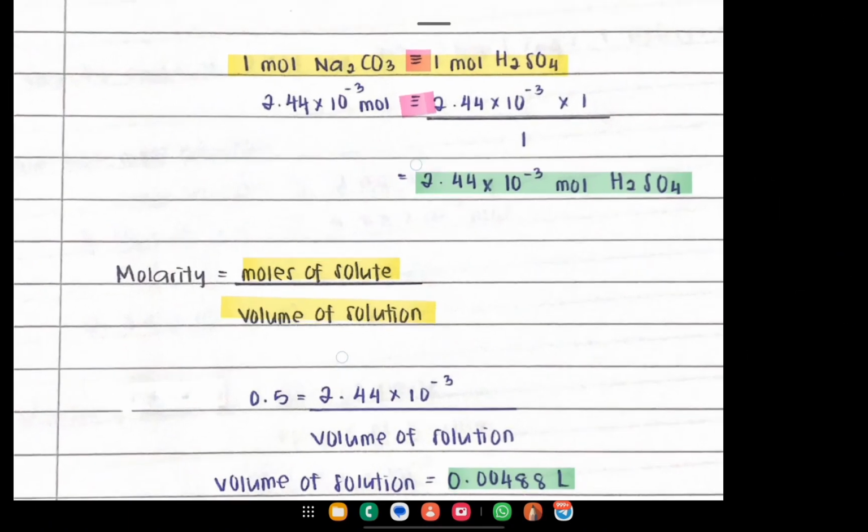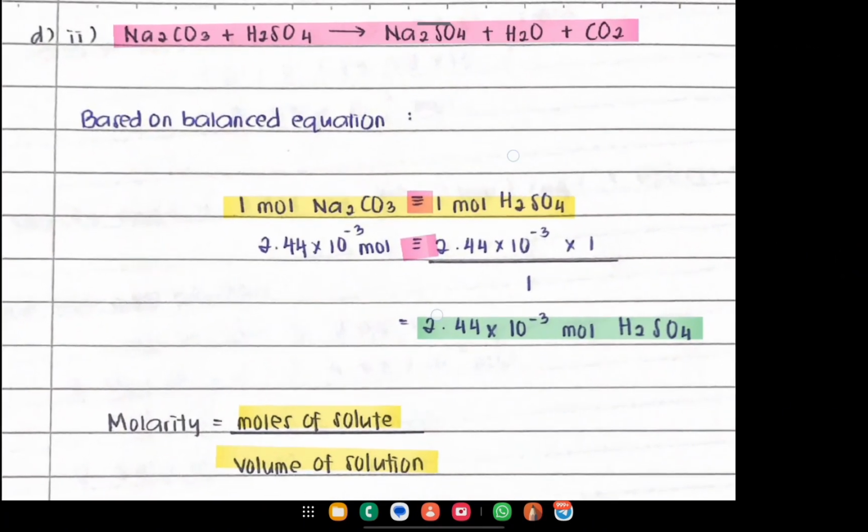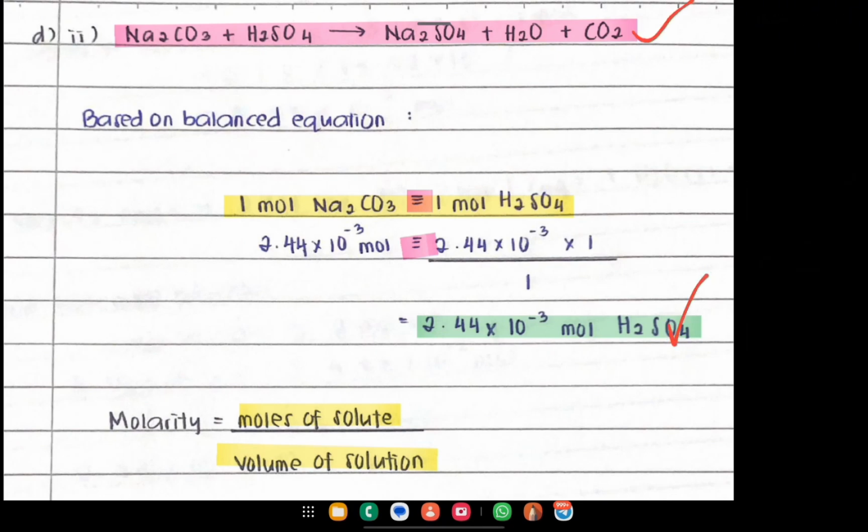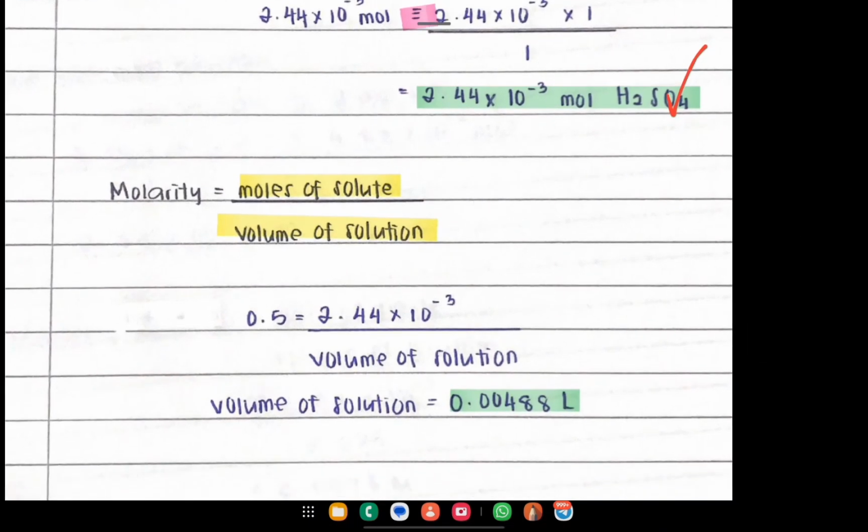0.0488 liter. The marks were given for the balanced equation, 1 mark, 1 mark for the moles of H2SO4, and lastly 1 mark for the final answer with the correct unit.